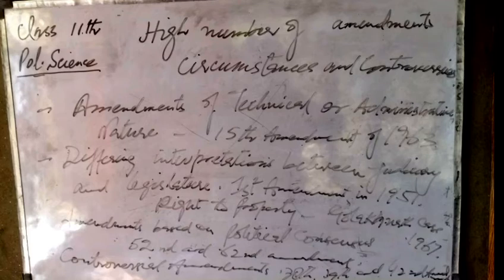Number third, amendments based on political consensus. Dear students, a large number of amendments in India have been based on consensus. They highlight the political philosophy and aspirations of society. These may include the 52nd Amendment 1985, which provided that if a member of parliament or state legislature defected from his party, he would be disqualified. Likewise, the 62nd Amendment reduced voting age from 21 to 18 years.